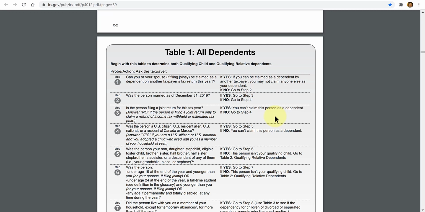Okay, so this is the end of part 4 of our video lecture for chapter number 1, dealing with dependents. I'll probably have one more video talking about who is required to file a tax return for the year.